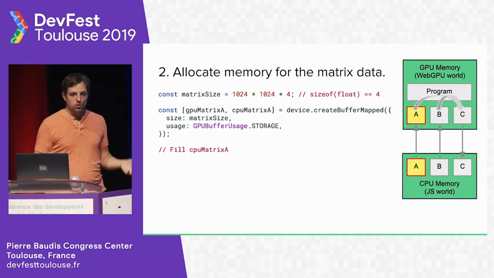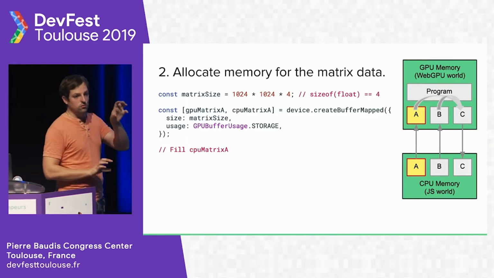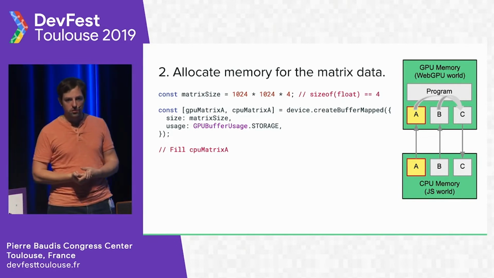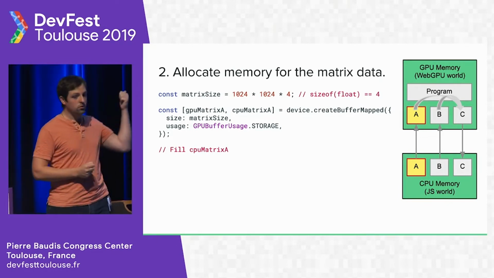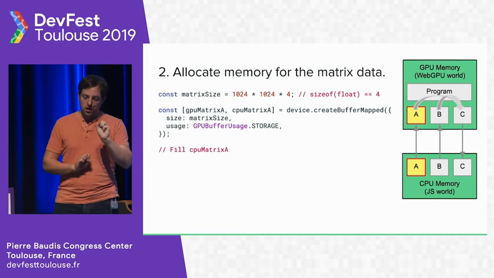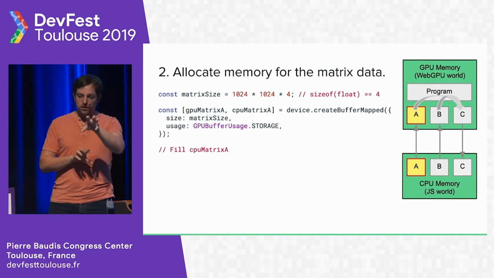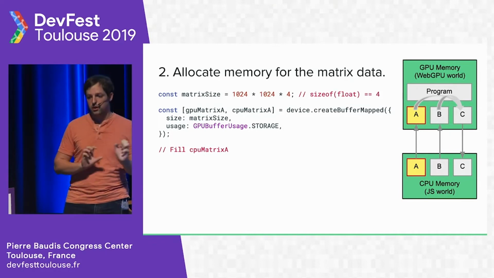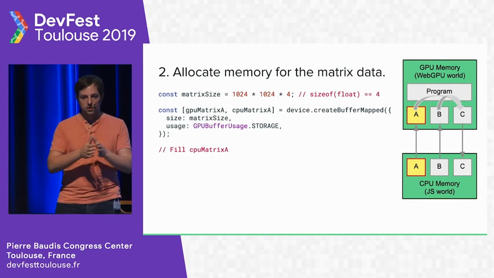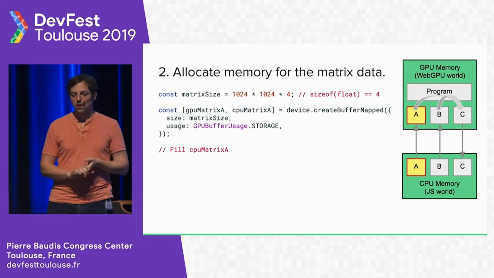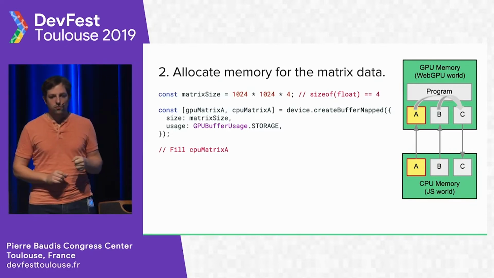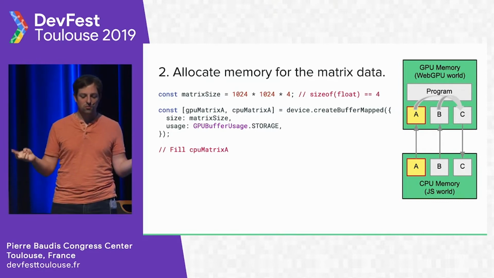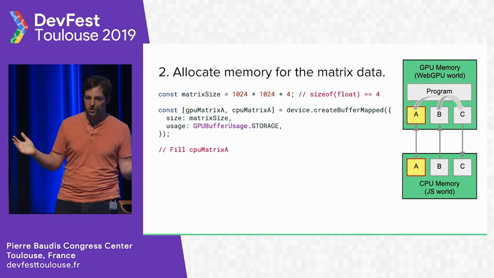Then we create the memory allocations used for the matrix. So in WebGPU, memory allocations are called buffers. And here we say, please create a GPU memory allocation mirrored by a CPU memory allocation that has this size in bytes. And I'm going to use it for storage, which is the name for using it with compute shaders.